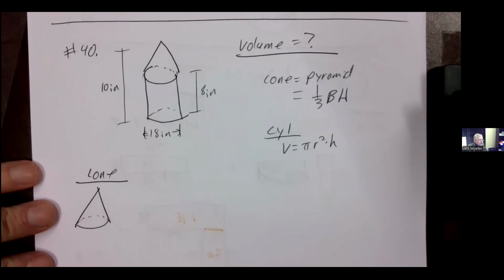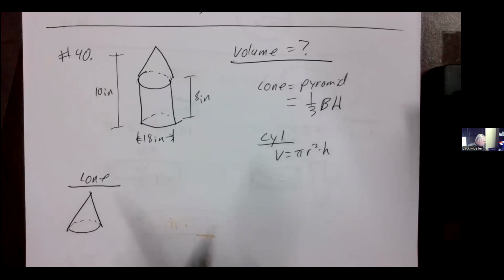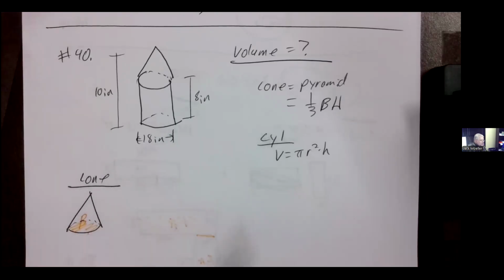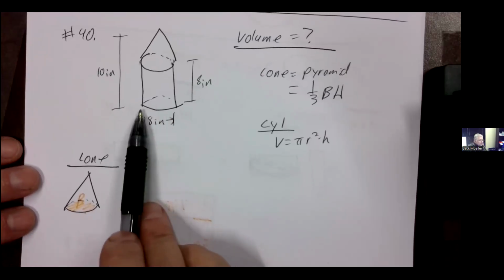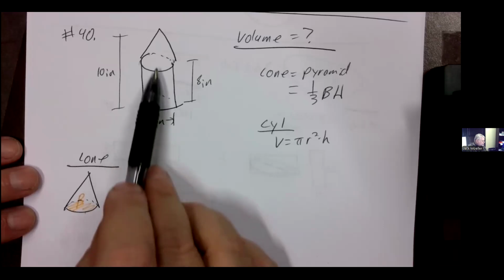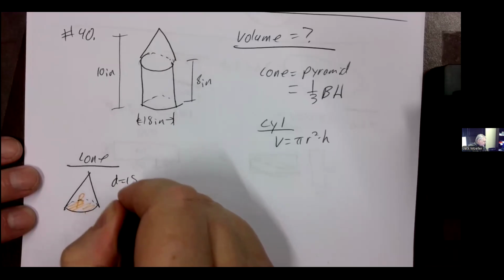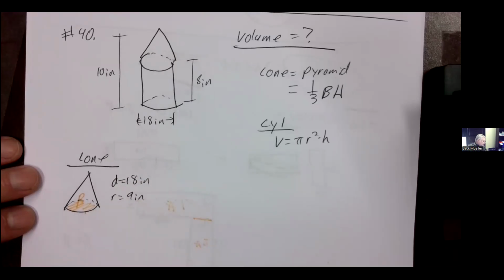So what do we know about the cone? All right, for a cone we need the base area, the area of that circle, and then we need the height. So what do we know about the base area? Well, we know the diameter of the cylinder at the bottom is 18 inches, so that means this is also 18 inches. The diameter is 18. Divide that by 2 to get 9 inches for the radius.